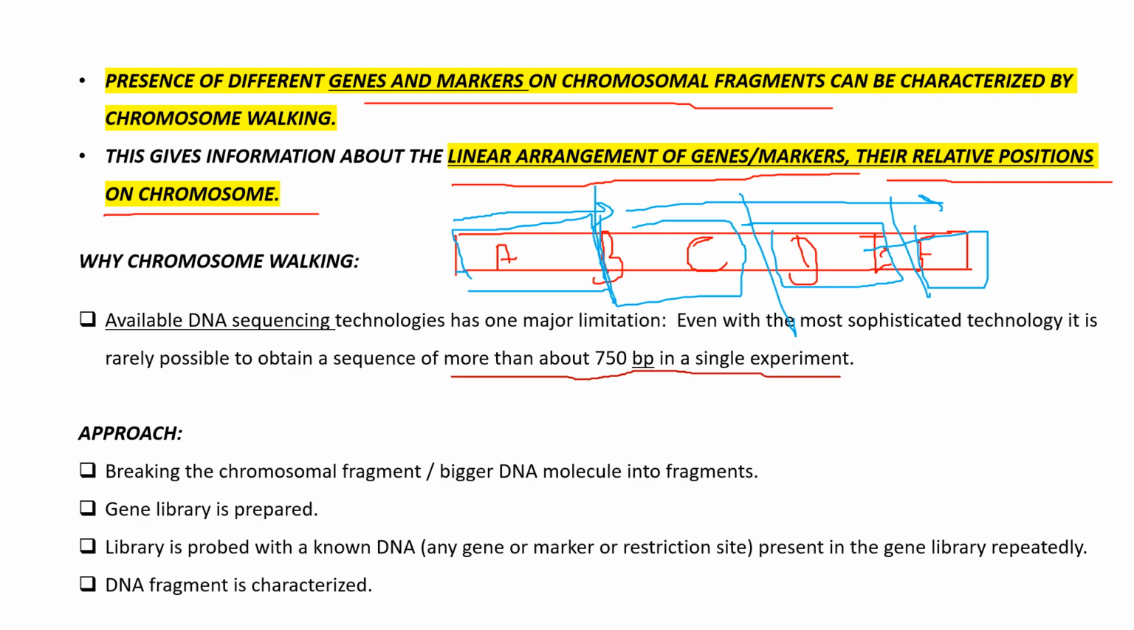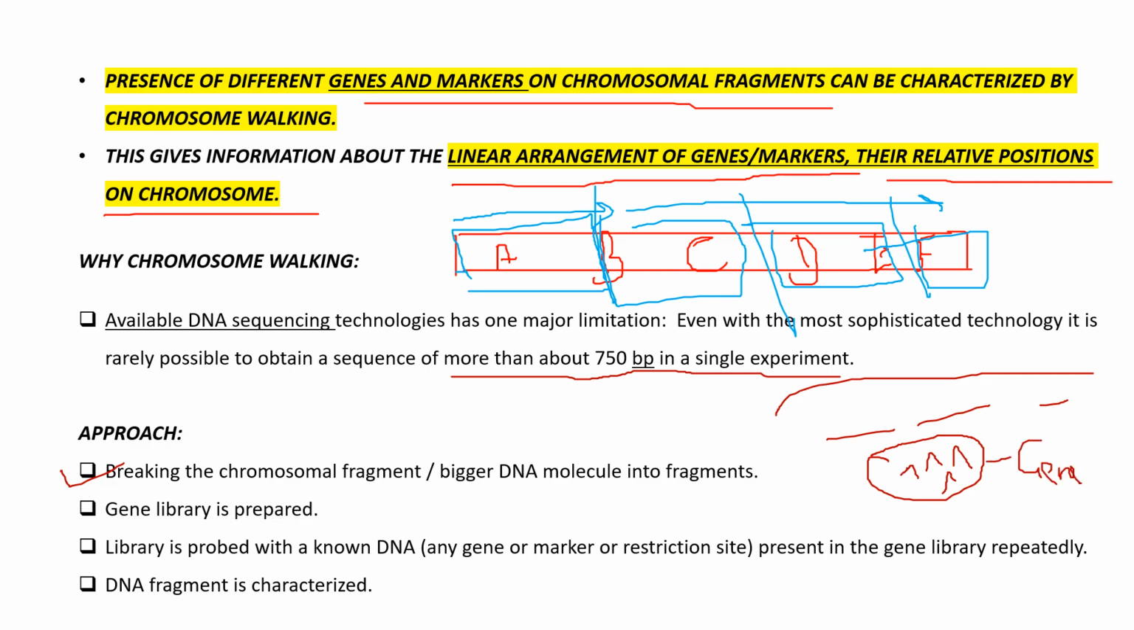First of all, break the chromosomal fragment or the larger DNA into small parts. So suppose this is the larger DNA. First you break this into smaller parts. Then generate a gene library. I have already taken a lecture on gene library. So you generate a gene library and prepare a plate where different colonies of bacteria are present, and these colonies are having different DNA fragments. So the bigger DNA fragment is broken into smaller bits and the gene library is generated.